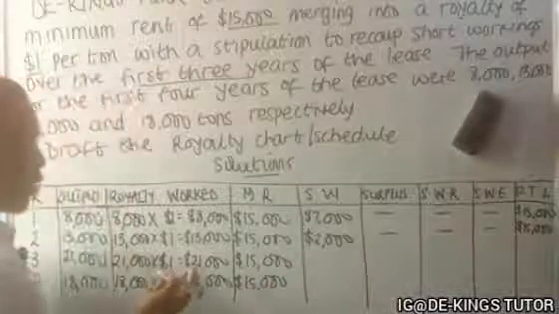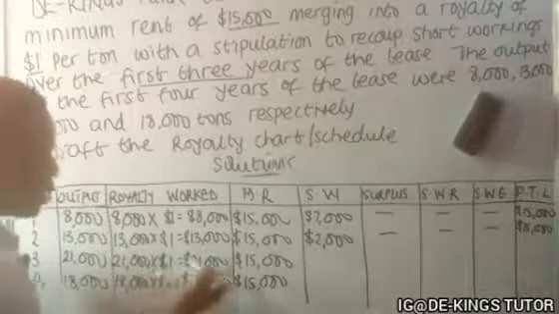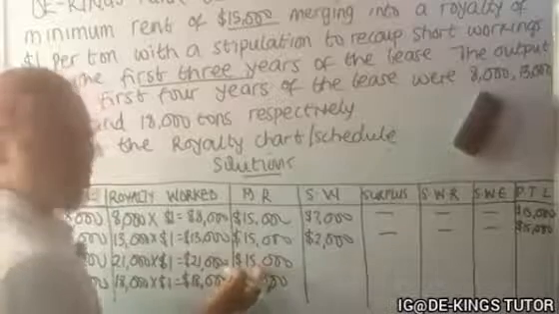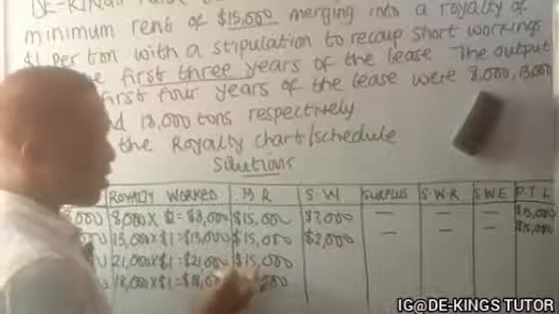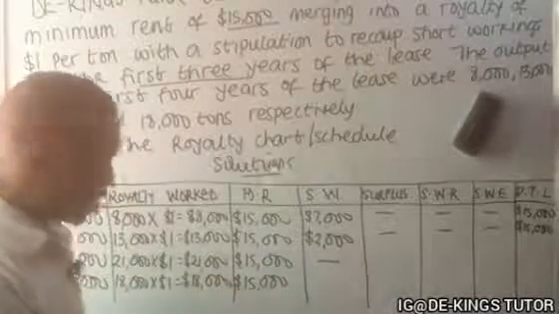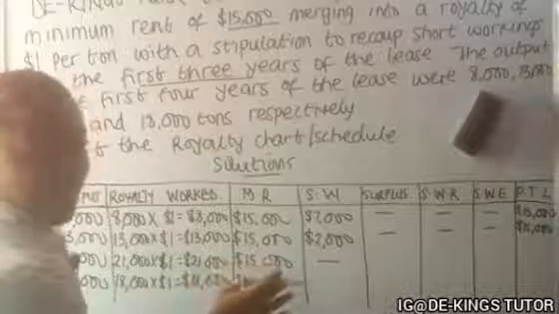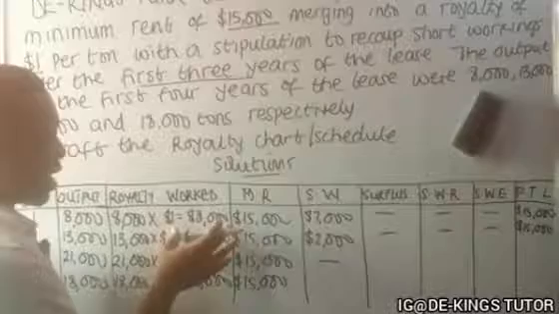And the third one, we have 21,000. Okay, now 21,000, they are paying minimum rent of 15,000. It means the actual exceeded the minimum rent. Okay, so there's no short workings. There's no short workings because the actual is more than the minimum rent. Okay, the only time there's short workings is when the minimum is more than the actual.